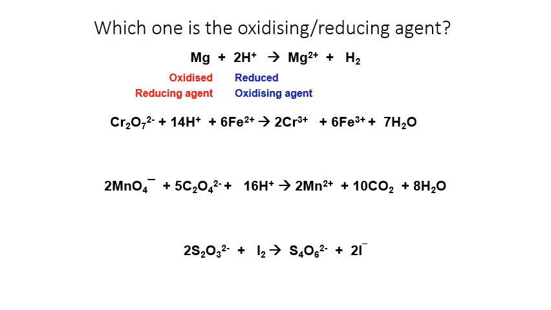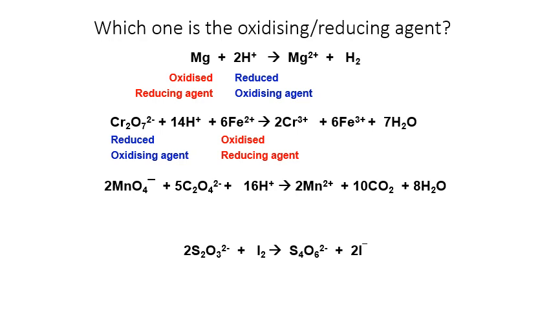Welcome back. The first example, the magnesium is oxidized, so it must be the reducing agent. Makes sense because it's gone from 0 to +2. Therefore the proton must be reduced. It's gone from +1 to 0, and it must be the oxidizing agent. We'll learn more about oxidation numbers later in the lesson and how to determine what they are.